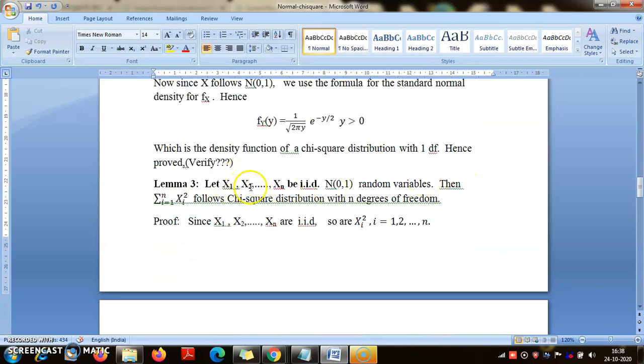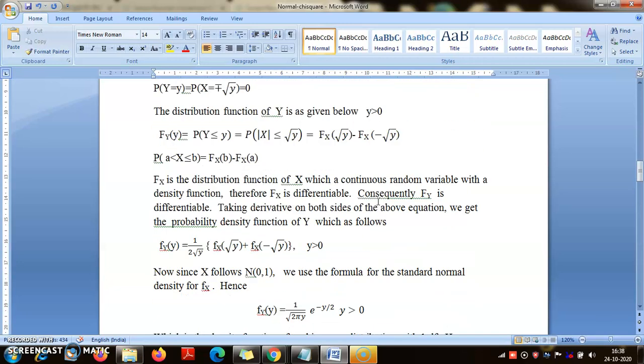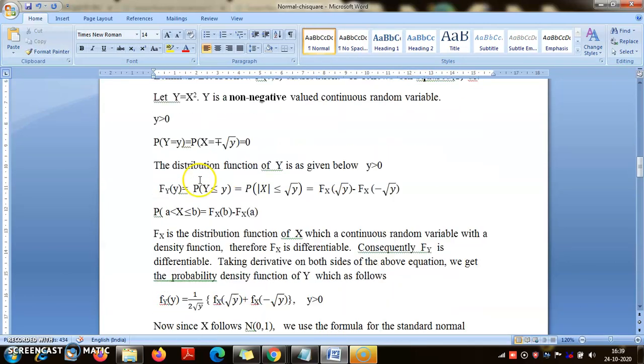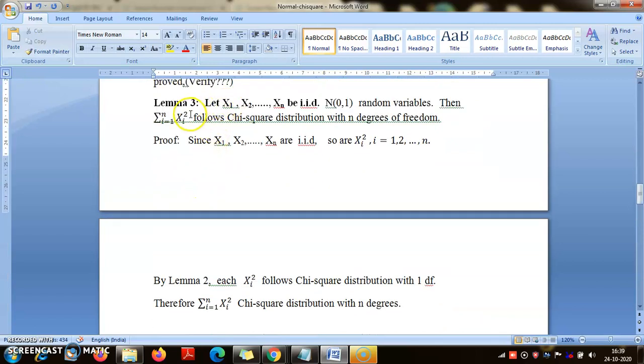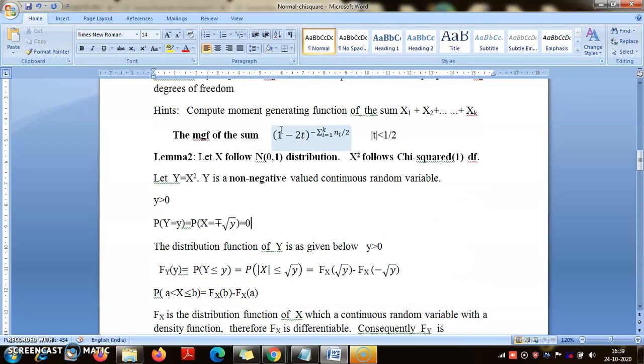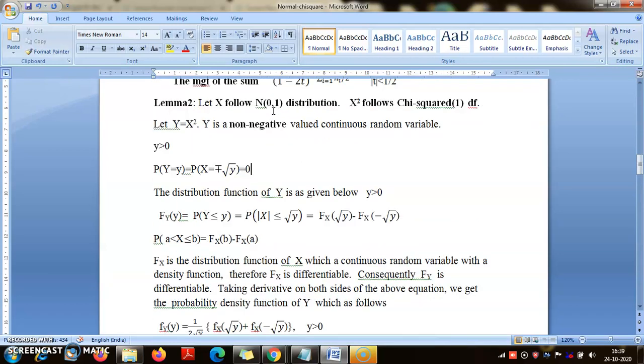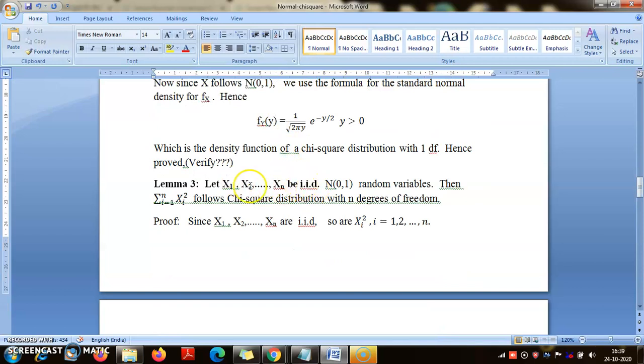Now the next lemma is that if X1, X2, ..., Xn are IID N(0,1) random variables, then the summation of Xi squared would be chi square with n degrees of freedom. I am leaving this as an exercise for you based on lemma 2 and lemma 1. By lemma 2, each Xi squared will be a chi square 1 random variable, and they are independent. So their sum would again be chi square by lemma 1, and this sum will have degrees of freedom equal to the sum of their individual degrees of freedom. There are n random variables, each of them chi square with 1 degree of freedom, so their sum will be chi square with n degrees of freedom.